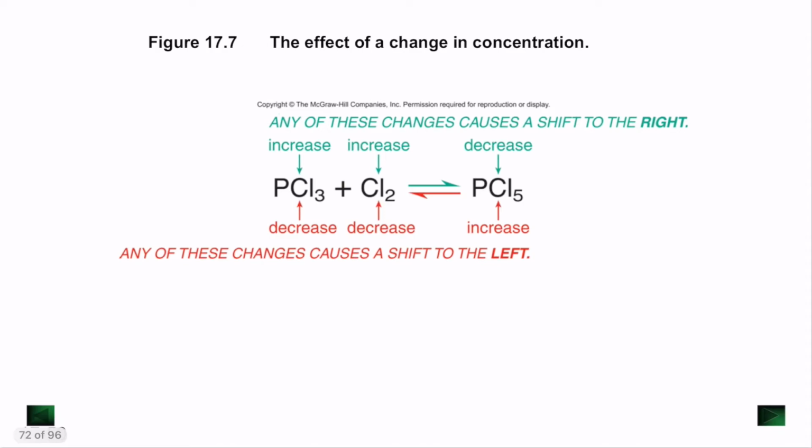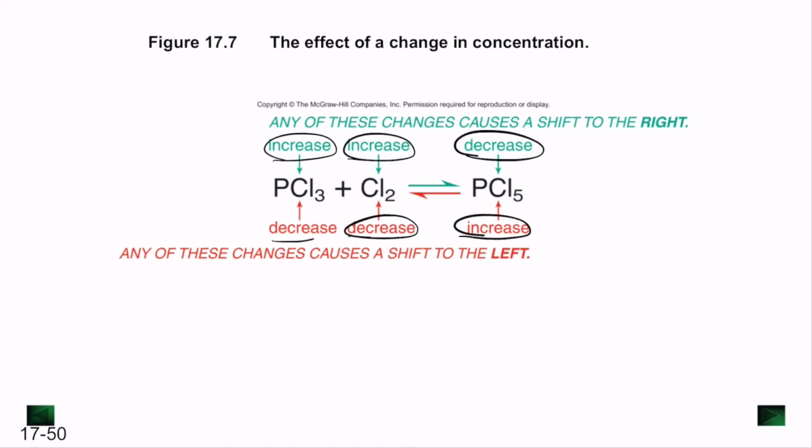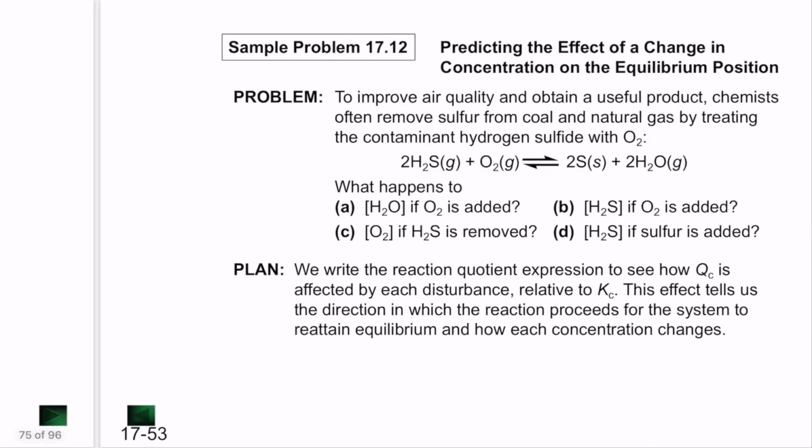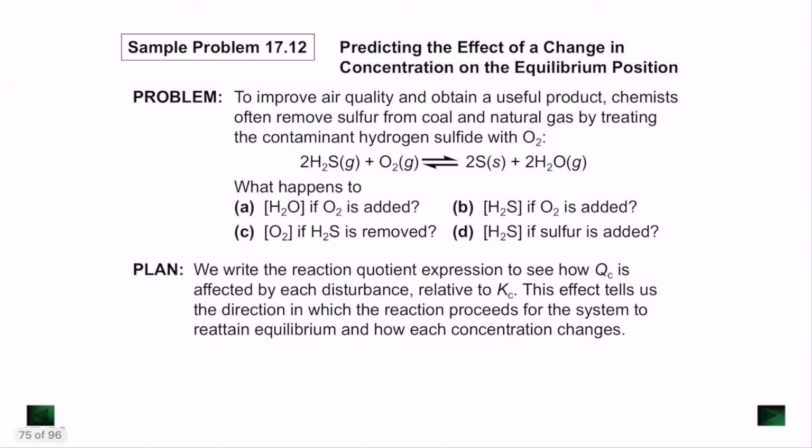So for example, when you increase PCl3 and Cl2, it decreases the amount of PCl5. Now when you increase PCl5, it decreases the amount of reactant that is present. So these are changes that can cause a shift to the right. Any of these changes can generally cause a shift to the left. So let's take an example.